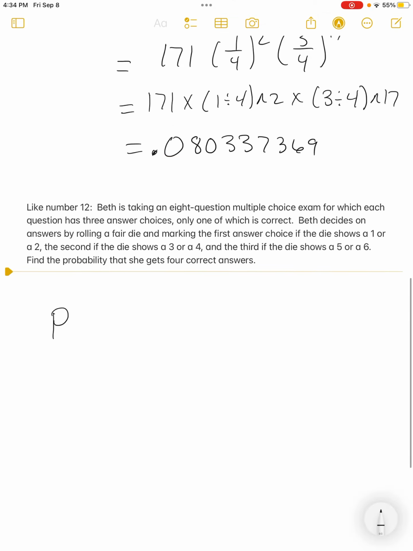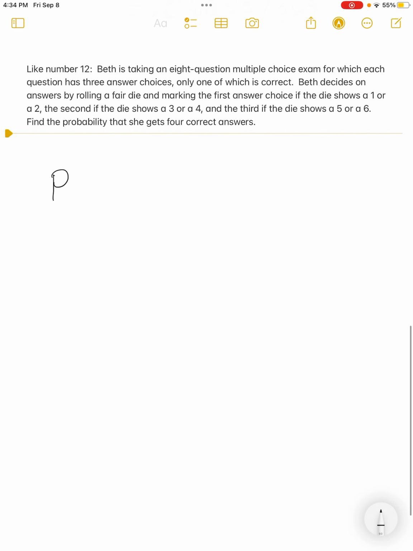So we're trying to find the probability that Beth gets 4 correct answers. So the first question we need to ask ourselves is, how many questions is she answering? 8. Says it right there in the problem. There's 8 questions, 4 of which need to be correct. Now we need to know the probability of getting something correct. Well, there's only 3 answer choices, 1 of which is correct, and she has a balanced way to choose the 3, each one having an equally likely chance of happening.